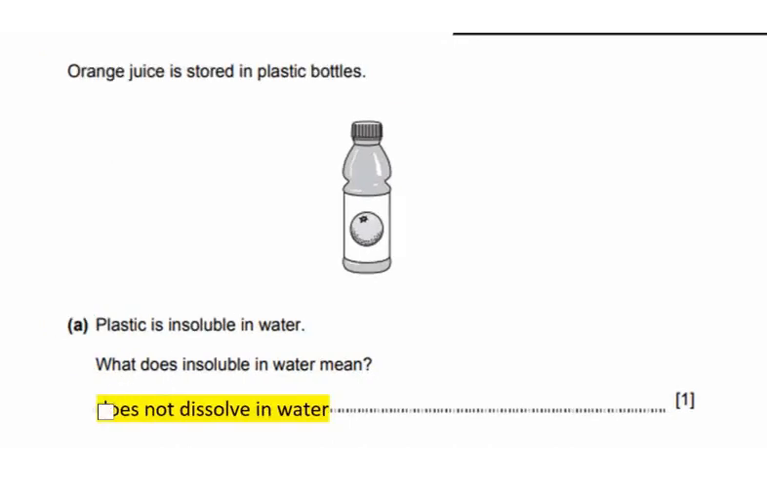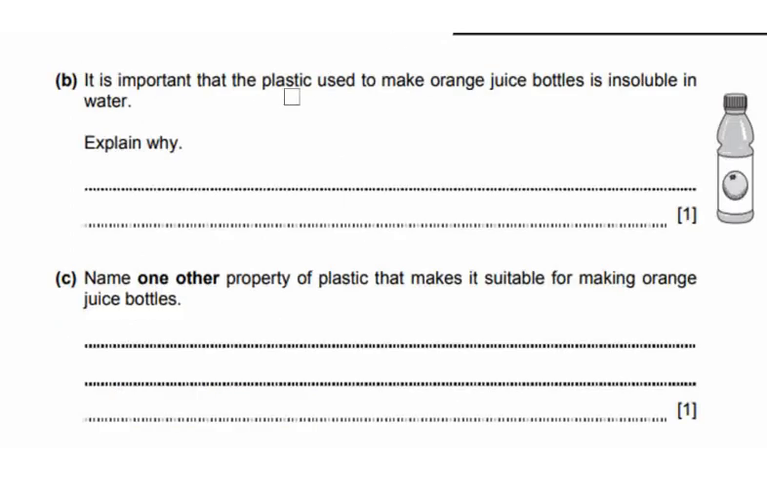The answer is it does not dissolve in water. Insoluble means it does not dissolve in water. Question B. It is important that the plastic used to make orange juice bottles is insoluble in water. Explain why. Question C. Name one other property of plastic that makes it suitable for making orange juice bottles.